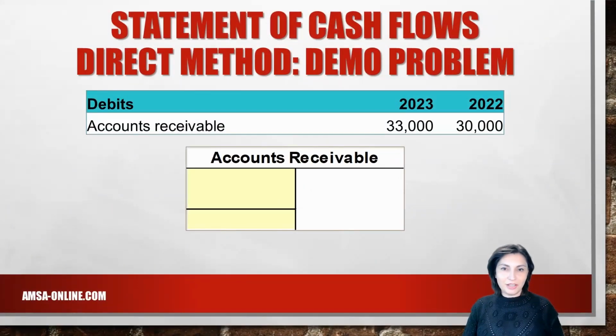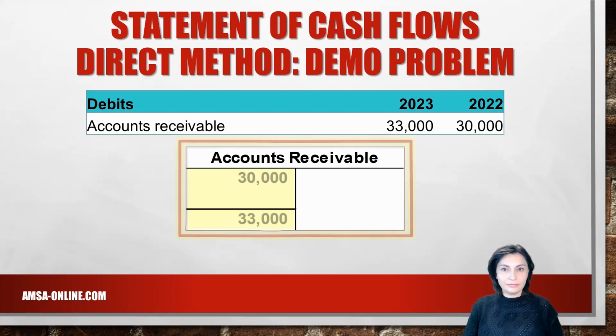The balance in the accounts receivable account increased from $30,000 in 2022 to $33,000 in 2023. While it seems like the increase is only $3,000, we know that there was a write-off of $4,800 during 2023. Let's look closer at the T account for accounts receivable.